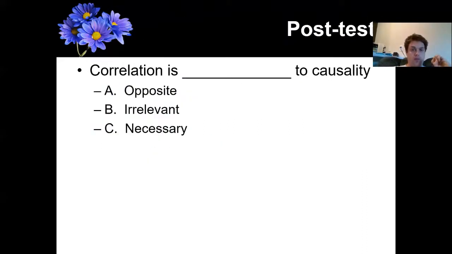One thing I want you to take away from this is that correlation is necessary to causality, but it doesn't tell us that there is causality. Let me say that one more time. Correlation is necessary to causality, but it doesn't show that there is causality. Another way to look at this is that you can have correlation without causation, but you can't have causation without correlation. Okay? Say that one more time. You can have correlation without causation, but you can't have causation without correlation.